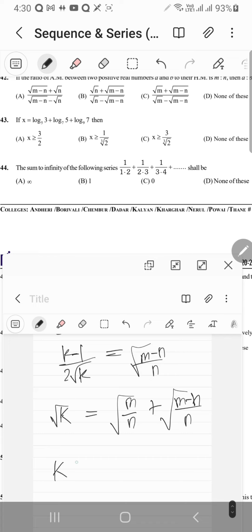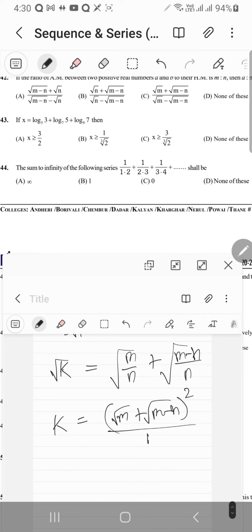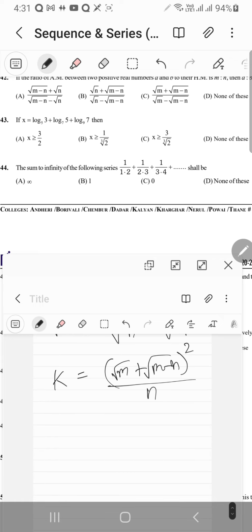Right, square this. K is square root of m plus square root of m minus n, this guy squared upon n. There you go. Okay, so hopefully this will give us something nice. Square root of m plus square root of m minus n, that times square root of m plus square root of m minus n upon n.